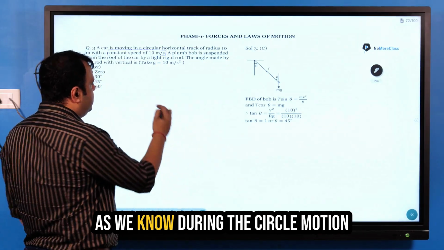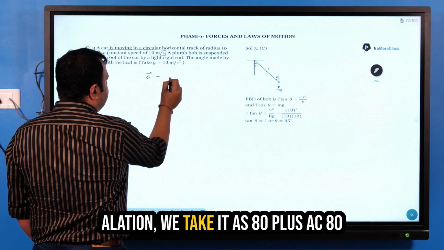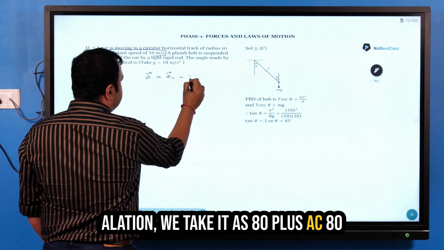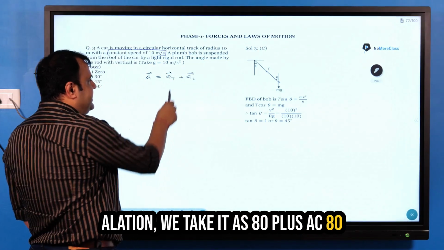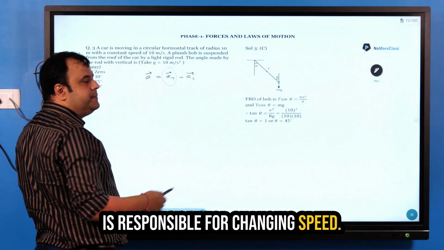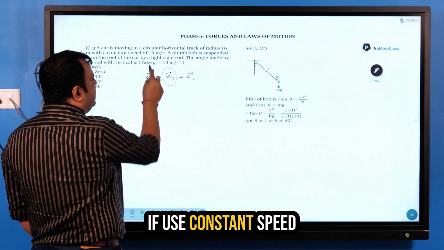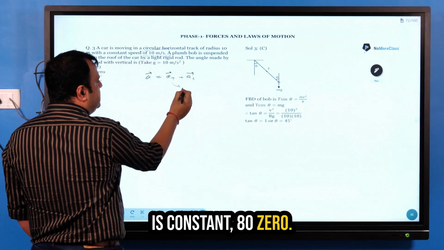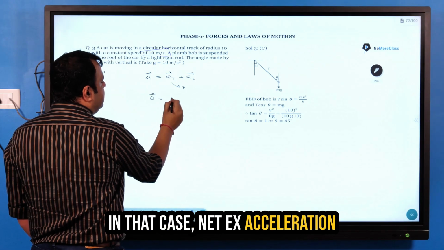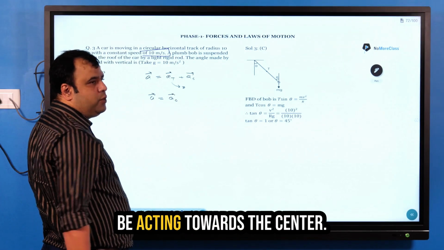As we know, during the circular motion, acceleration we take as AT plus AC. AT is responsible for changing speed. If the speed is constant, AT is 0. In that case, net acceleration is the centripetal acceleration, which will be acting towards the center.